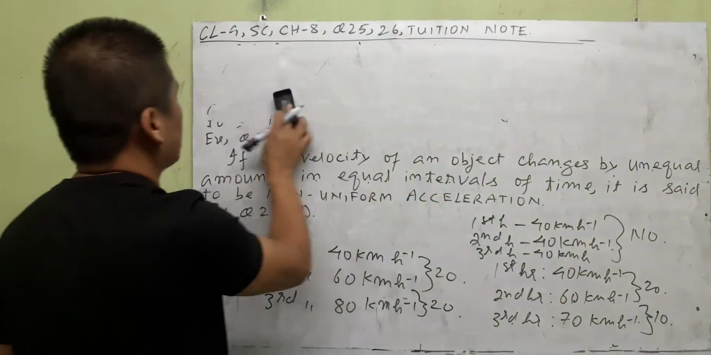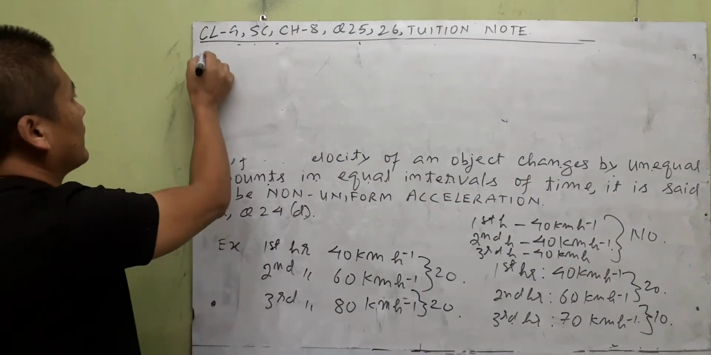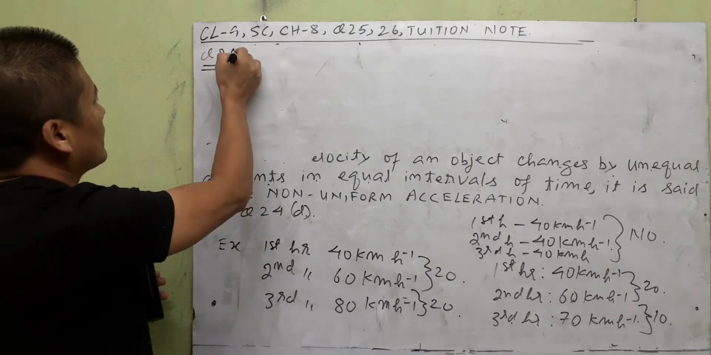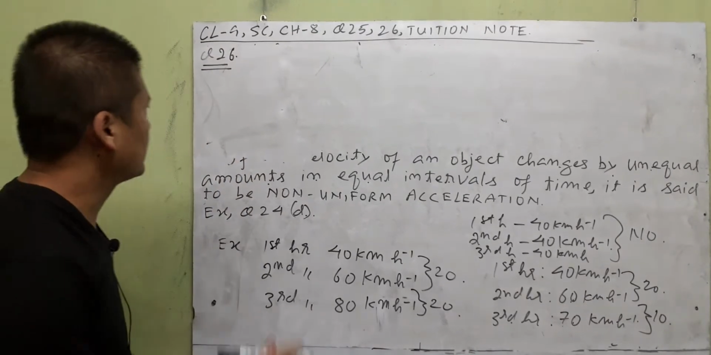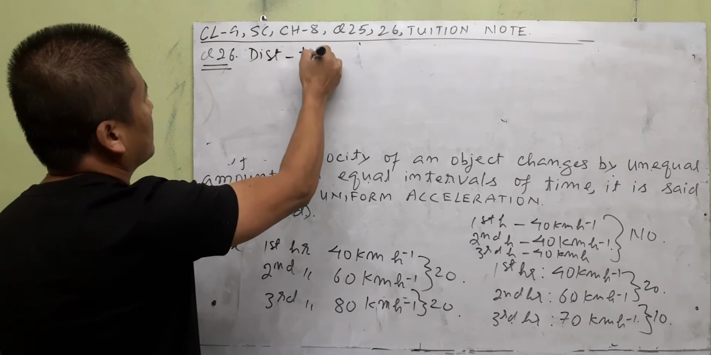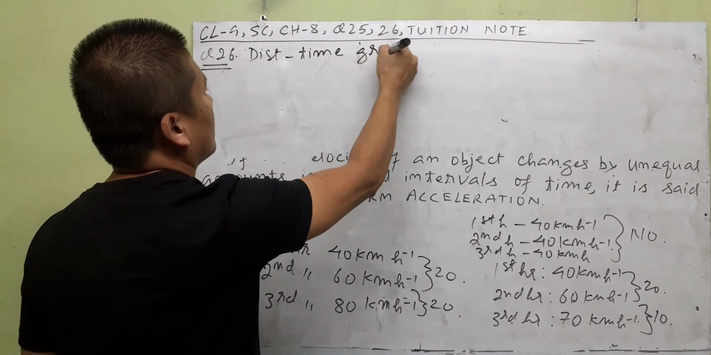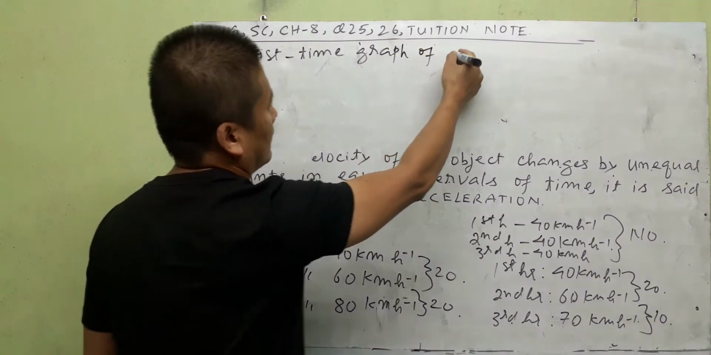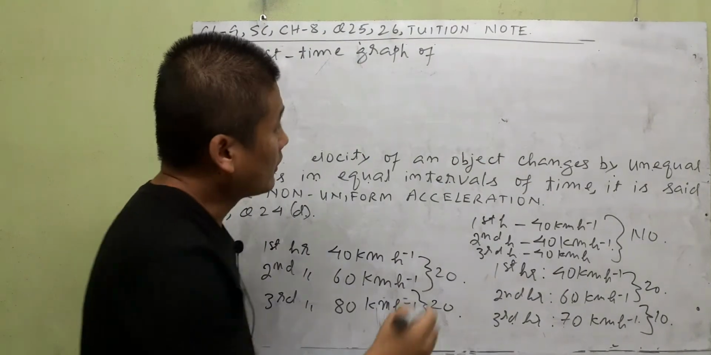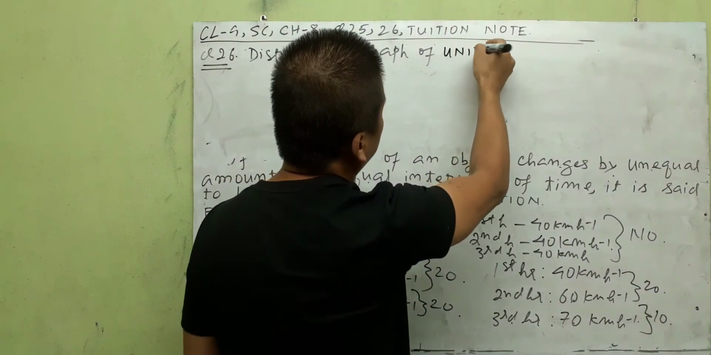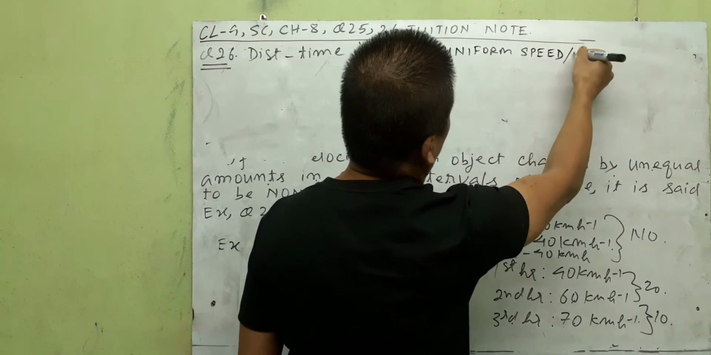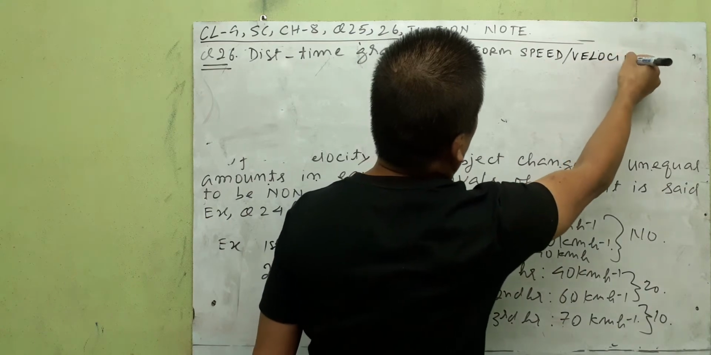All are important, but this is especially going to be important to understand so that your concepts are clear. So question number 26. In this question, we're going to see the distance time graph of uniform speed, or more accurately uniform velocity.